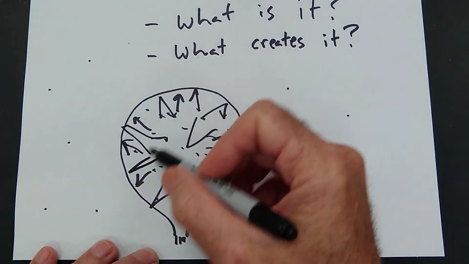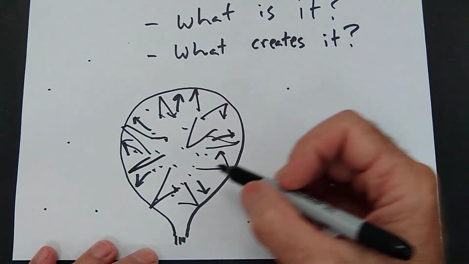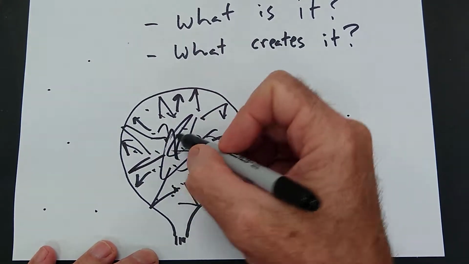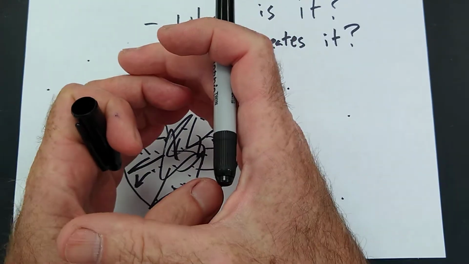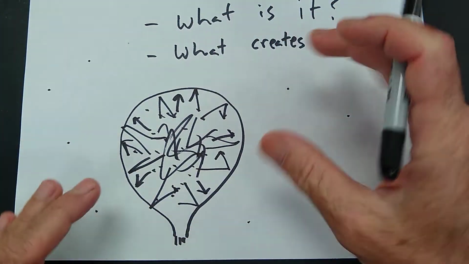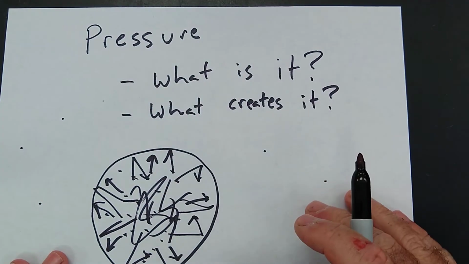But the more crowded it gets in the balloon, or the faster these things start moving, the more pressure you will see on the balloon. And if it's flexible, then the bigger the balloon will get. But this is what pressure is.